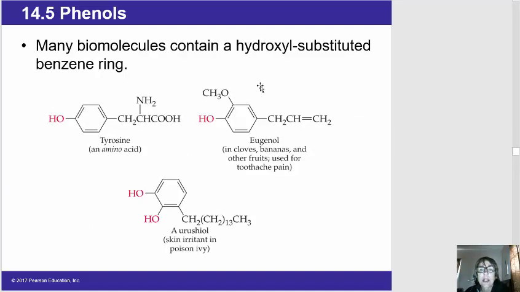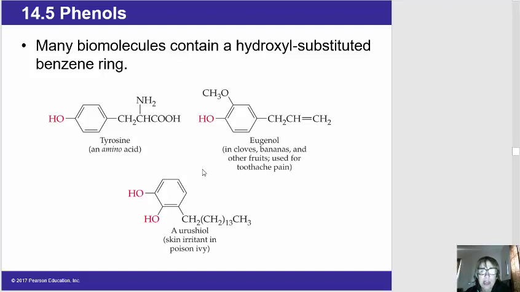Many biomolecules contain this phenol group in it. So for example, tyrosine is an amino acid which is found in proteins. Eugenol is used for toothache pain. You may have heard that clove oil is good for toothaches, and that's because clove oil has eugenol in it. And then urushiol is the skin irritant in poison ivy.